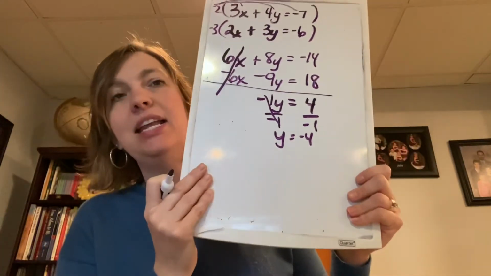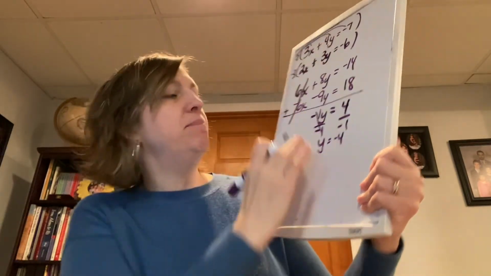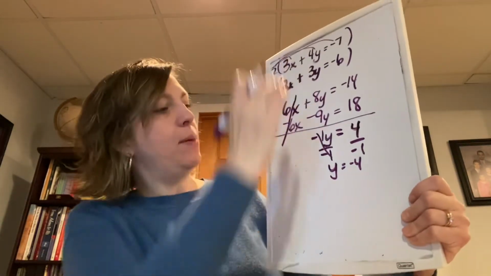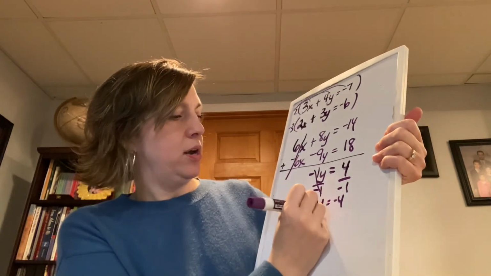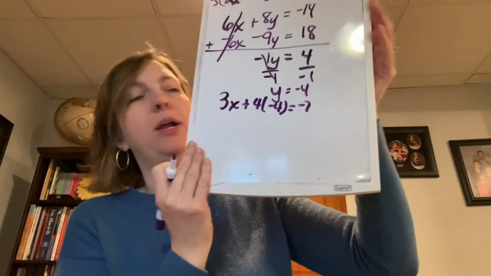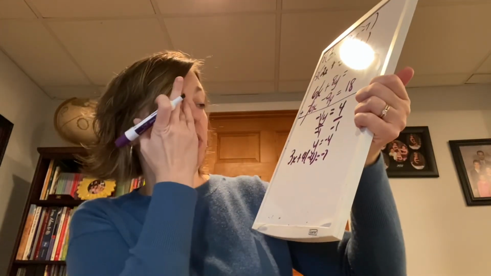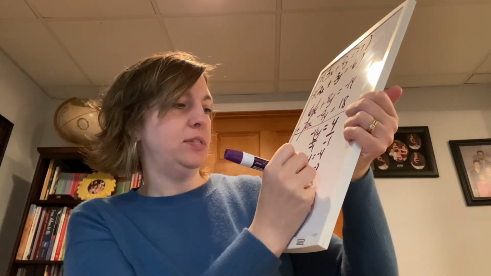No, I need an x. I've got a y, I need an x. Now, where can I plug it back in? It doesn't matter. I'll go all the way back to the top. So I would say 3x plus 4 times negative 4 equals negative 7. I just chose the top equation. So I'm substituting in my answer. So 3x minus 16 equals negative 7.